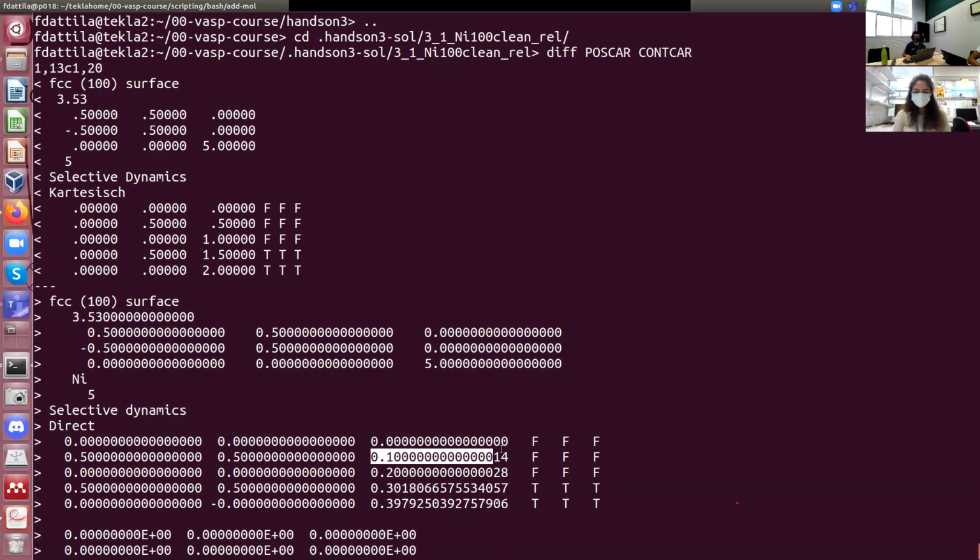So the reason why you see this 14 and 28 here is just because when VASP, let's say, divides this 0.5 by 3.53, at one point it says, okay, I don't mind about the extra digits, and then it makes a mistake. So these are mistakes of VASP, but they don't move in principle.